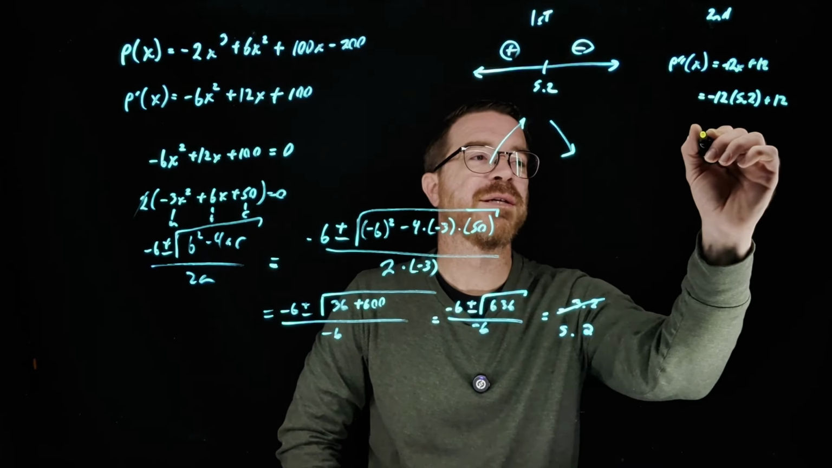Based on the fact that both of these agree that this is a maximum, then that means that the best price for our product would be 5.2.